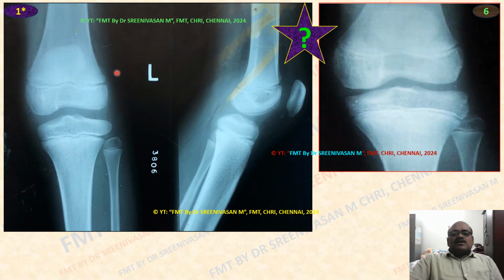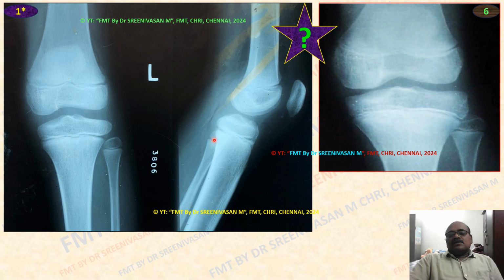So in this X-ray of knee joint left side, AP and lateral view, you can see the lower end of femur appeared not fused. Upper end of tibia appeared not fused. Upper end of fibula also, you can see a small part here appeared, but it's definitely not fused here.